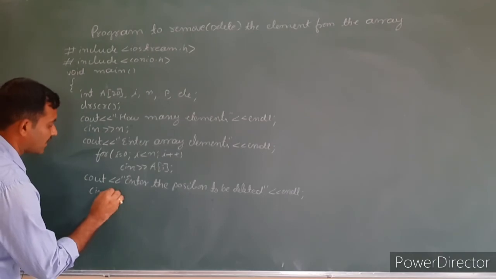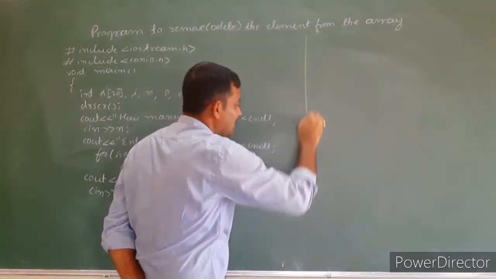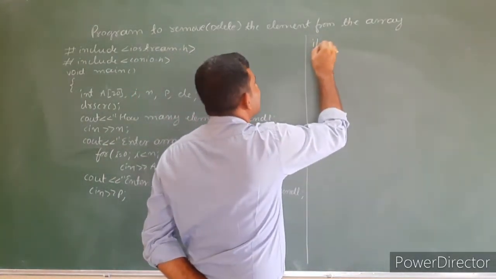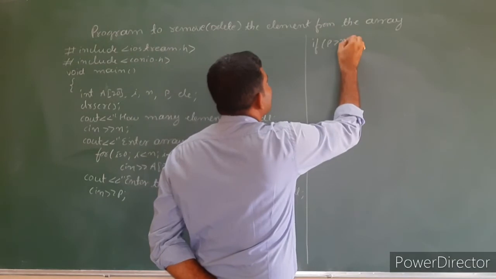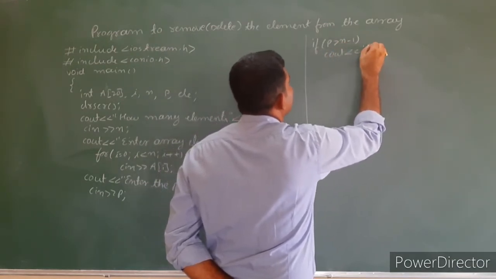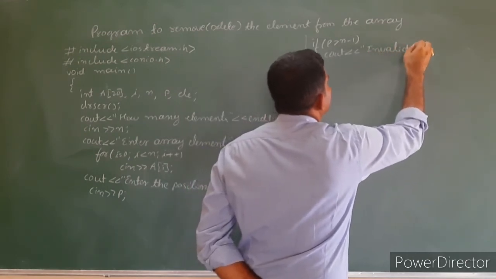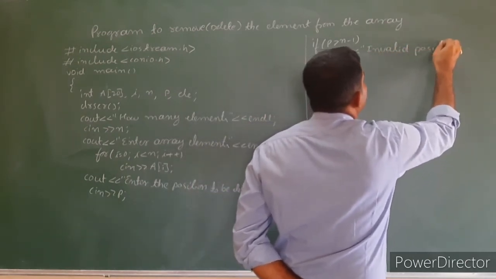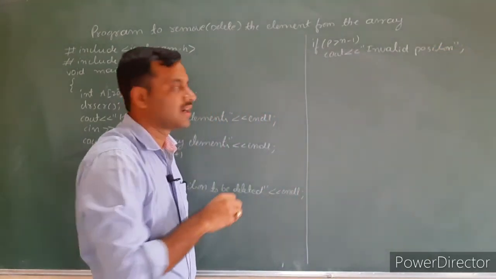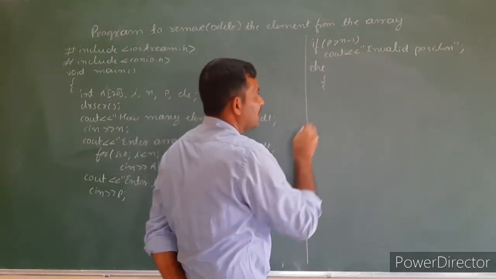cin extraction p. After reading the position, we have to verify whether it is valid or not. How to verify? If position is greater than n minus 1, cout invalid position. Invalid position, exit the program. Otherwise, else, directly go for else.